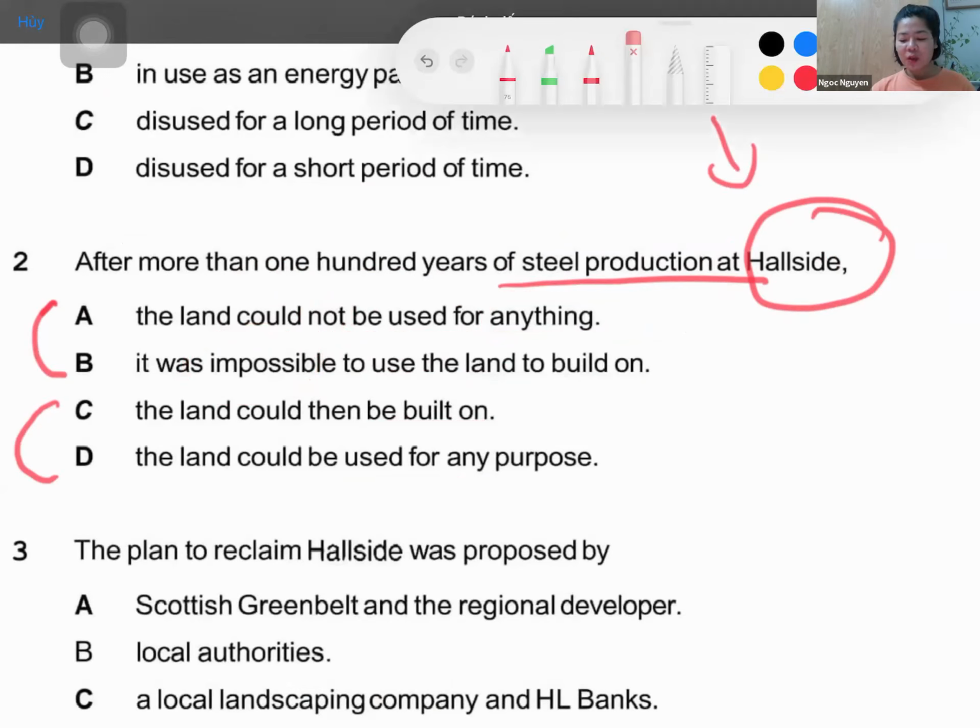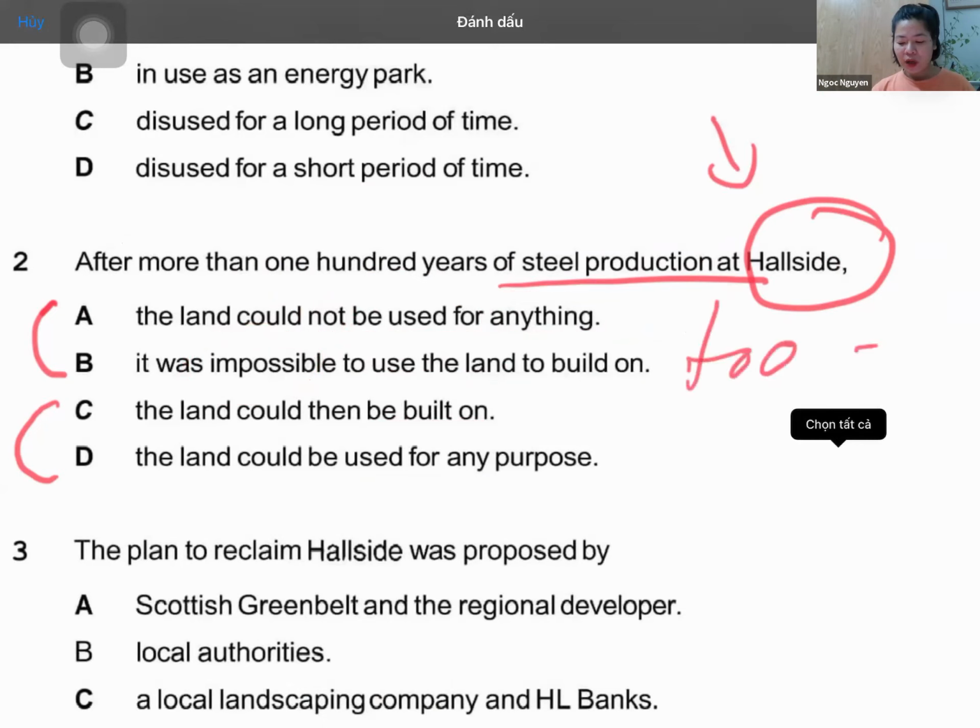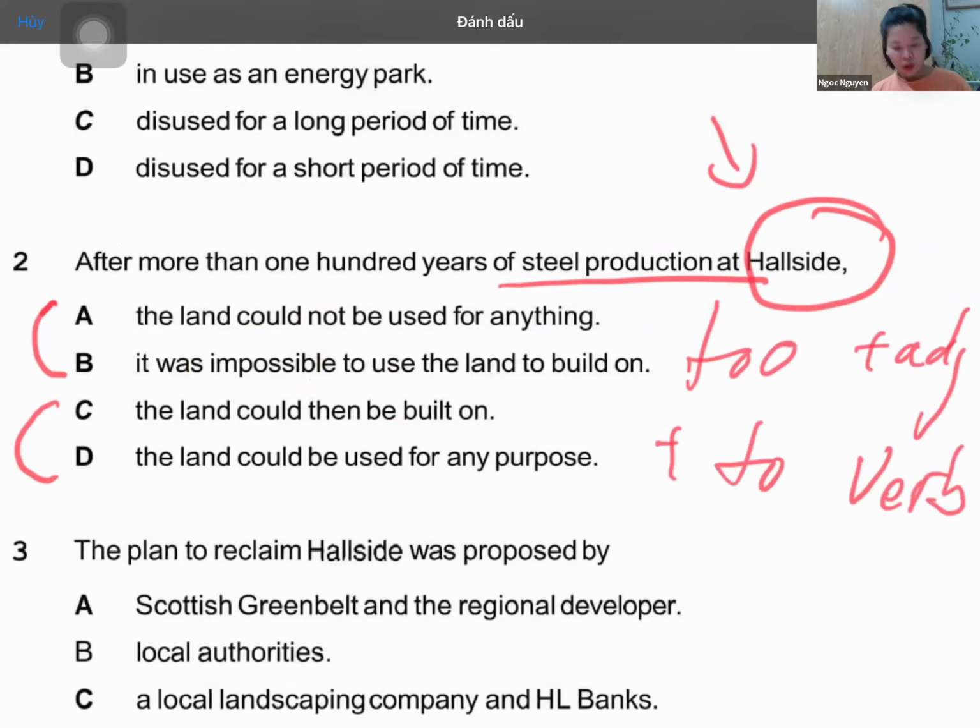Tại vì em nhìn cấu trúc là to cộng tính từ cộng to verb thì em chỉ có thể lựa chọn cấu trúc tiêu cực thôi. Sau đó cấu trúc tiêu cực thì có A và B. Bây giờ em chỉ có thể lựa chọn cái nào sát ý nghĩa nhất. Trang đoán xem. Cái B, tại vì họ cũng chỉ nói là nó quá bị làm sao thì nói chung là không thể để gạch đá lên đấy được.